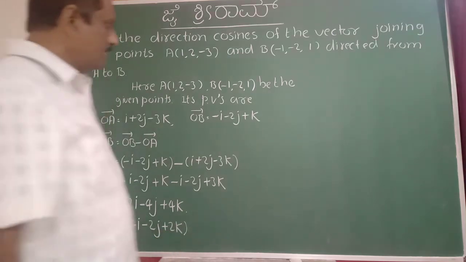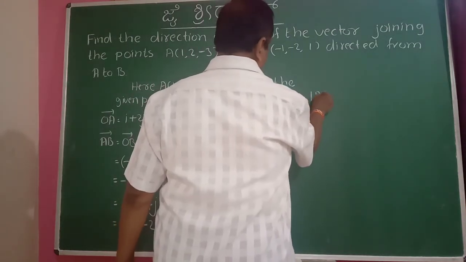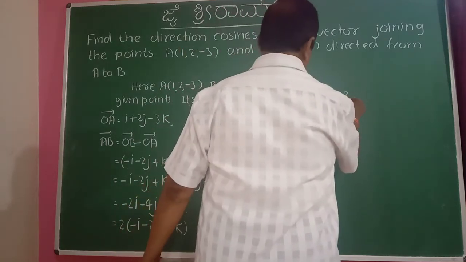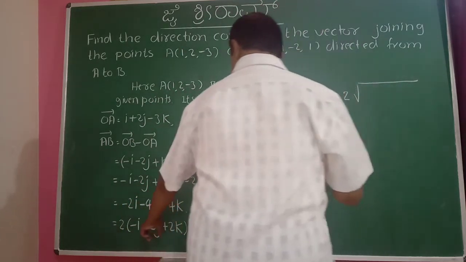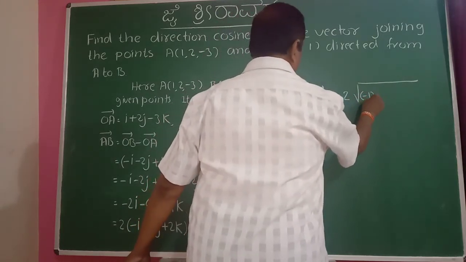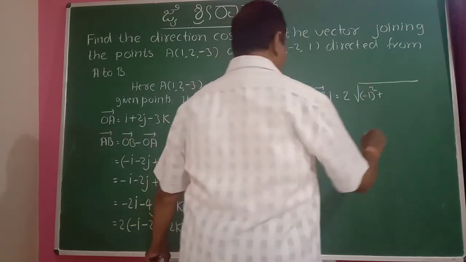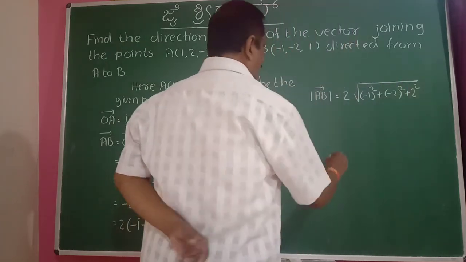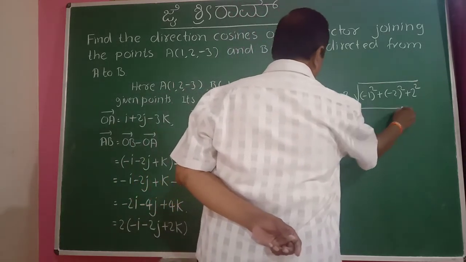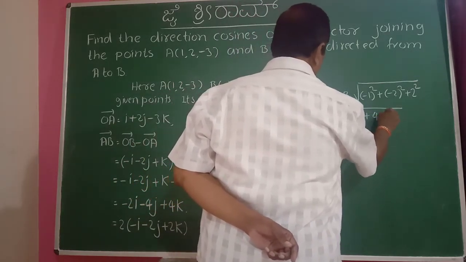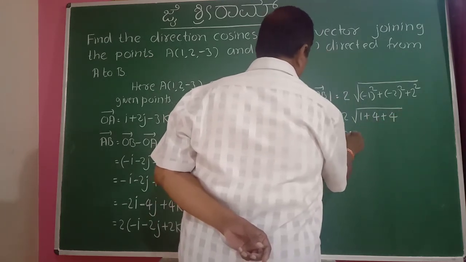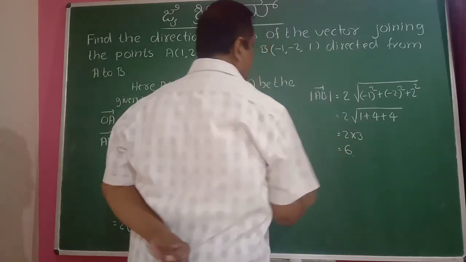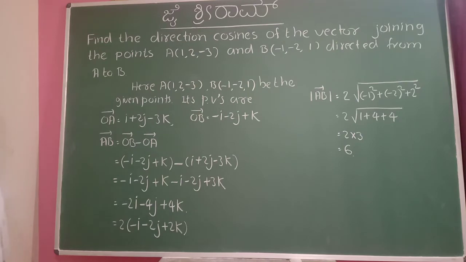Then find the modulus of the vector AB. Write 2 as it is, as a constant. Root of minus 1 square plus minus 2 square plus 2 square. Therefore this is equal to 2 into root of 1 plus 4 plus 4, so 2 into root of 9. Square root of 9 is 3, then 3 twos are 6. It is the modulus of AB.